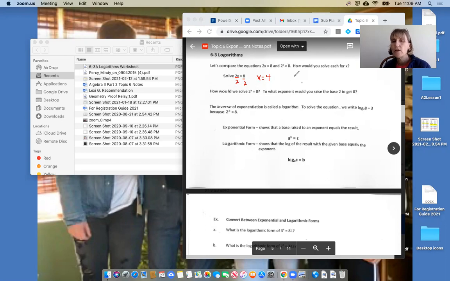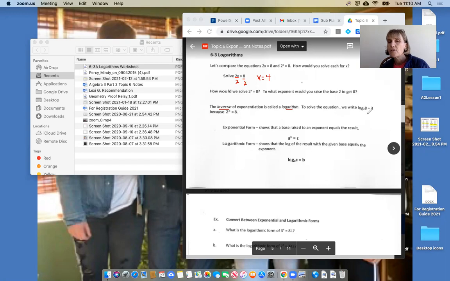Now, if I change the equation, and instead of saying 2x equals 8, I say 2 raised to the x equals 8, well, how would I solve that? Well, to undo an exponent is to take a log. So the inverse of, we call it exponentiation. When an exponent is involved, the variable is the exponent. The inverse of exponentiation is called a logarithm.